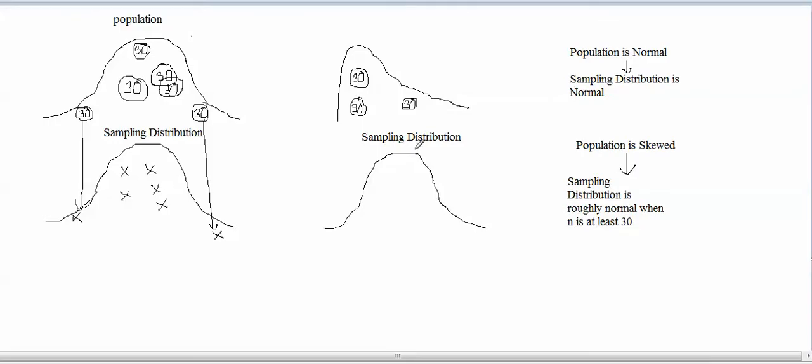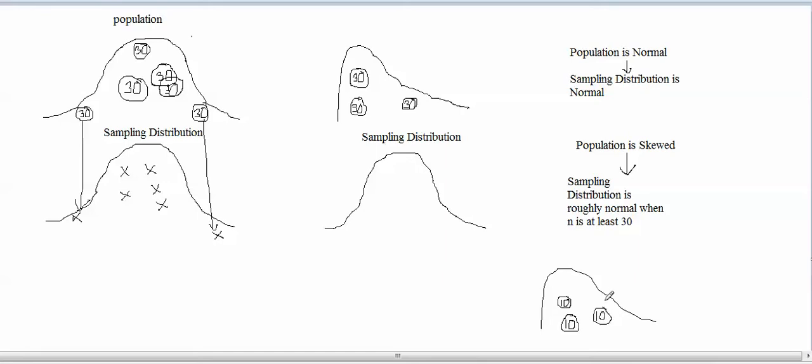Because if we took a skewed population, we take 10 people, we calculate the mean of those 10 people, we add them up and divide by 10, we get a mean. We do it with another group of 10 people, we add their heights and divide by 10, we get a mean. We do it again, we find 10 other people, we add their heights and we divide by 10 to get a mean. Each time we do this, we're doing it with a sample of 10 people.